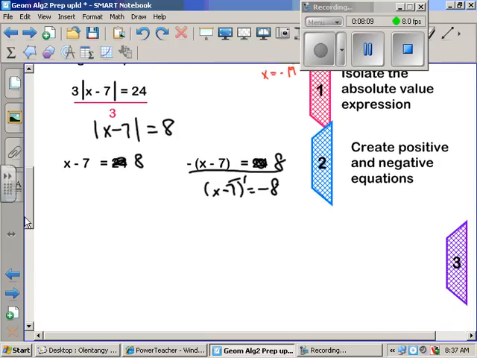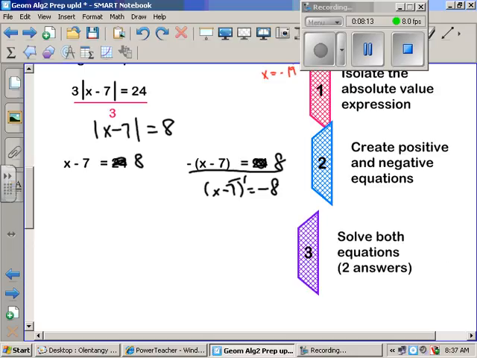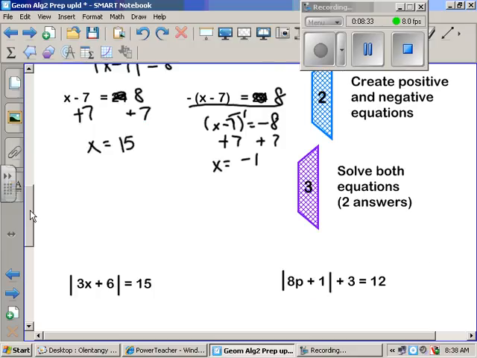And my last step, solve both equations. So you're going to get 2 answers. I add 7 to this side, and that gives me x is 15. And I add 7 to this side, and that gives me x is negative 1. Make sense? Okay. Why don't you try some?